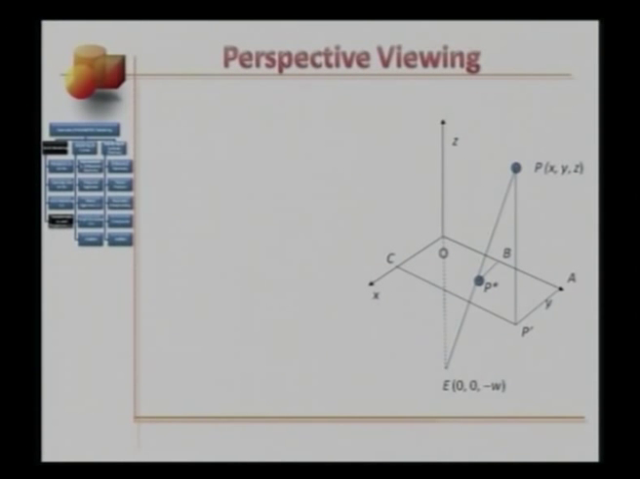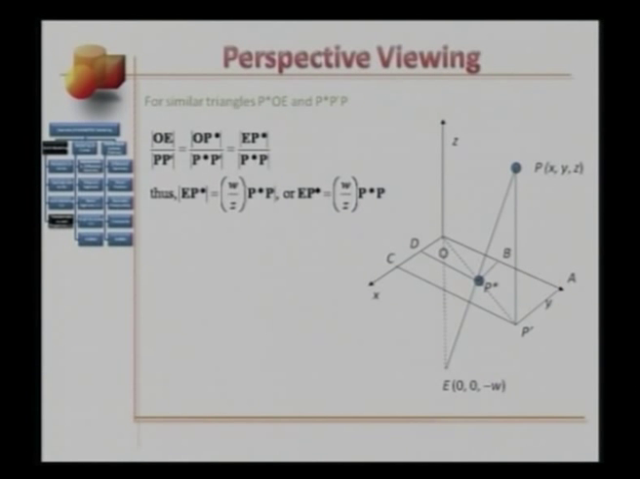Let's continue with the construction. We draw two projectors parallel to the x and the y axis, and we nomenclate the intersecting points P prime and D. Next, we join the points O, P star, and P prime. It is the construction process that would make these three points collinear. Using this construction, we find the triangles P star, O, E, and P star, P prime, P are similar triangles.